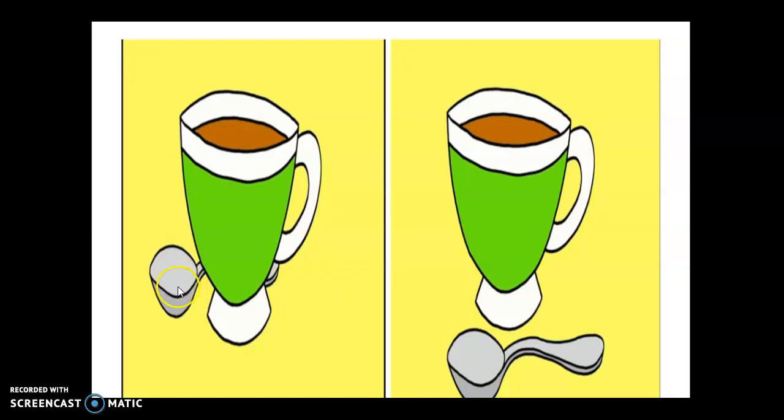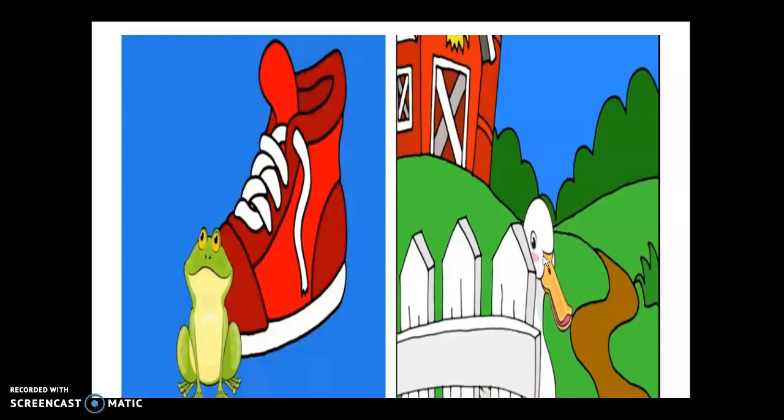Where is the spoon? The spoon is behind the cup. Excellent. Where is the spoon? The spoon is in front of the cup. Excellent. Look at these other pictures. Where is the frog? The frog is in front of the shoe. Excellent. And where is the duck? The duck is behind the fence.